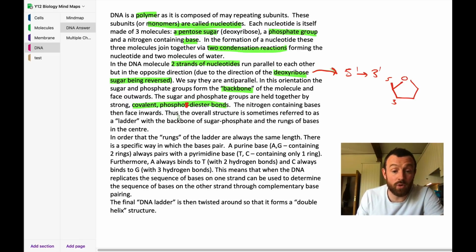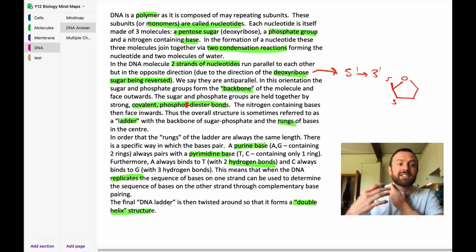Nitrogen bases facing inwards, sort of the ladder and rungs. Probably another mark there. And then I talked about this specific purine and pyrimidine pairing. And I've also talked about the hydrogen bonds and the numbers of hydrogen bonds as well, which is also a mark. And then I've actually gone on to talk about DNA replication. And then I've talked about this double helix structure. Okay, so did you include most of those points as bullet points in your little summary box? How did you do? Okay, right, let's go back and add that 1 point to the mind map, which I forgot to do, and then we're going to continue on.